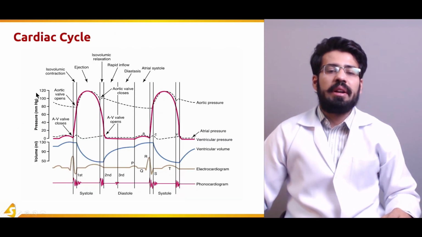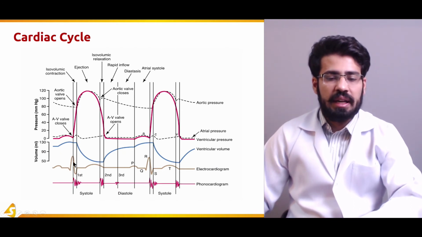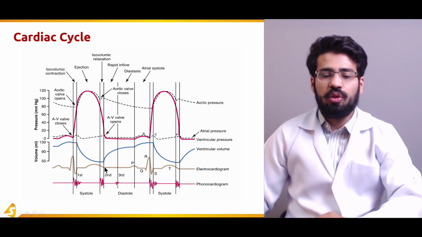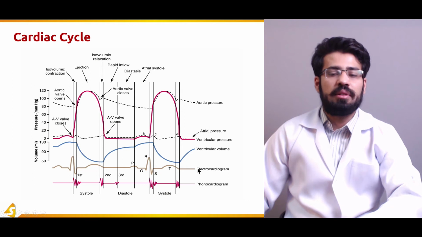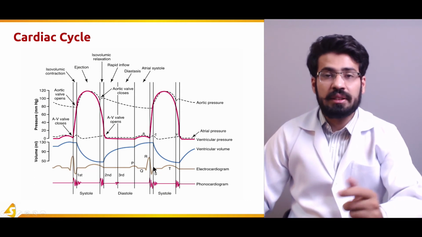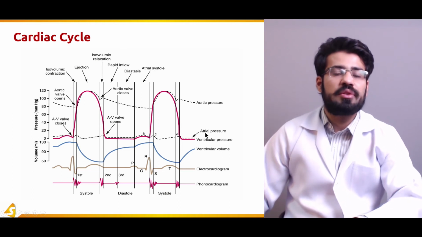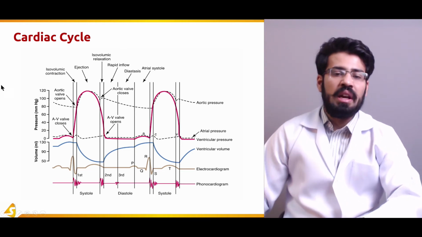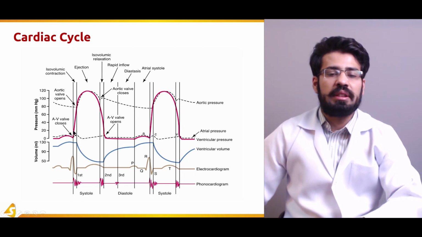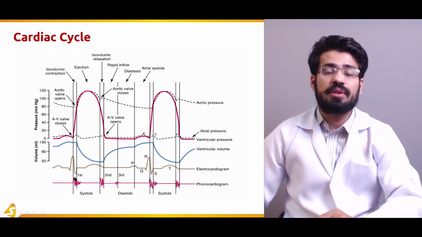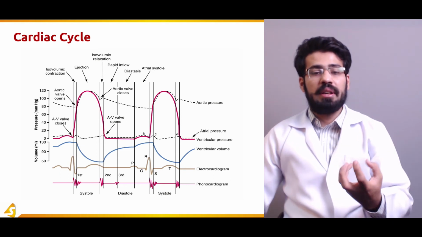Now let's discuss a bit about the cardiac cycle. The line shown in the muddy green color is the electrocardiogram. We are going to discuss its correlation with the ventricular volume, ventricular pressure, atrial pressure, and the aortic pressure. Now let's begin. This particular phase is the isovolumic contraction, where the atria have contracted and the ventricles are being filled.